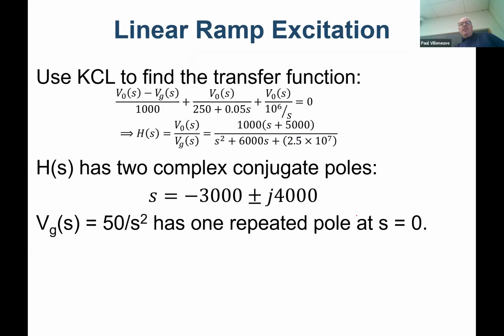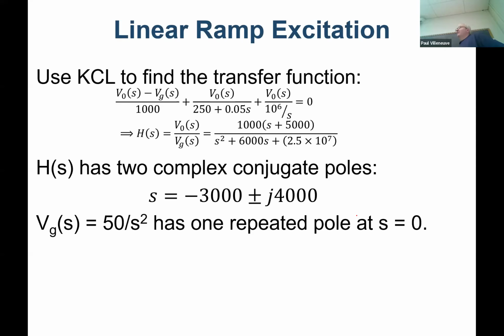So V out minus VG divided by 1,000 plus V out over 250 plus 0.05 S plus V out over 10 to the 6 S. Now I just did some fancy math and I did it all in one fell swoop. That's the hardest part about a lot of this work, just making the math so that you get pretty easy equations. And then my transfer function, which is V out given an input VG, is equal to 1,000 times S plus 500 over S squared plus 6,000 S plus 2.5 times 10 to the 7.